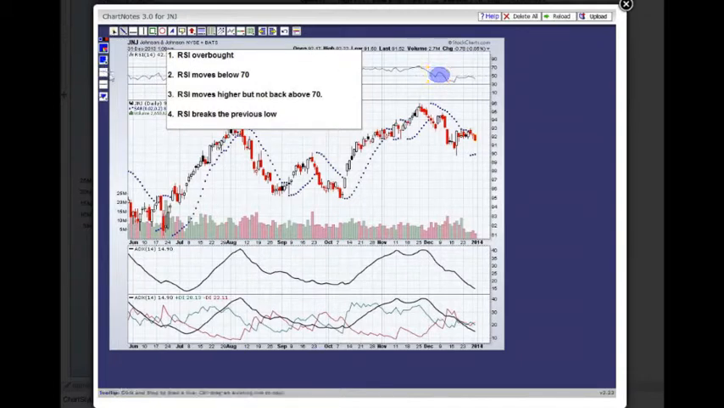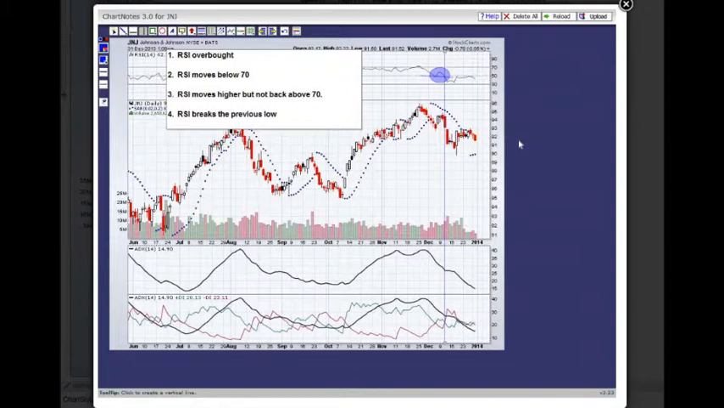And when the RSI breaks this low that it had created on step 2, that's a sign of a failure swing and that the stock is ready to fall. Okay, that the stock's ready to pull back. That is a bearish failure swing.